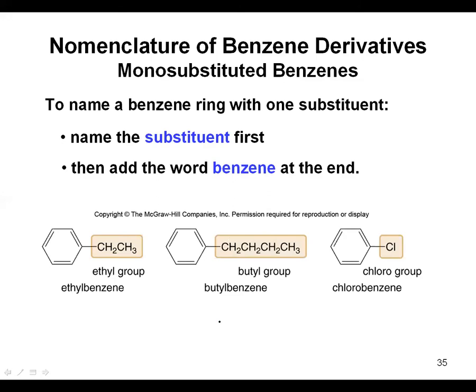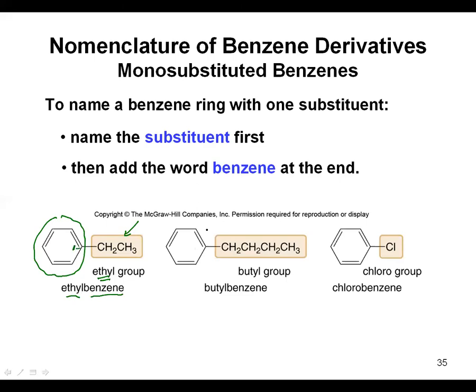Now, when we do have one group that's basically attached to the benzene ring, we will sometimes just name it by that group. So again, the major thing here would be our benzene ring. And this is our 2-carbon group, which is our ethyl group. So we just call it ethyl benzene. Again, because this is the only group attached, you don't need to number it. It's assumed that this would be carbon number 1 where that group is attached.